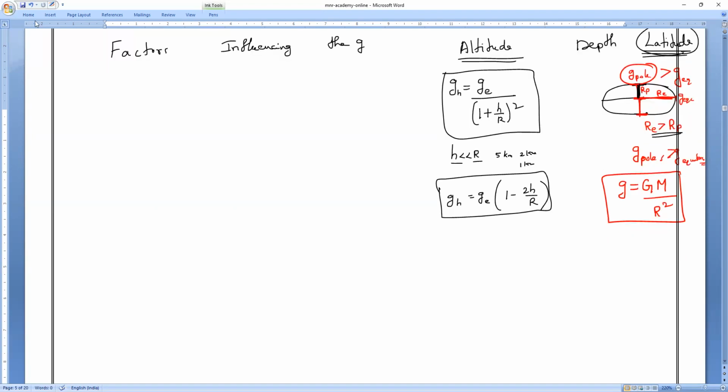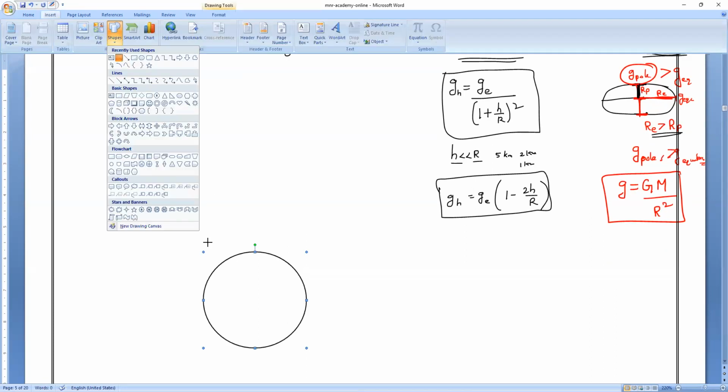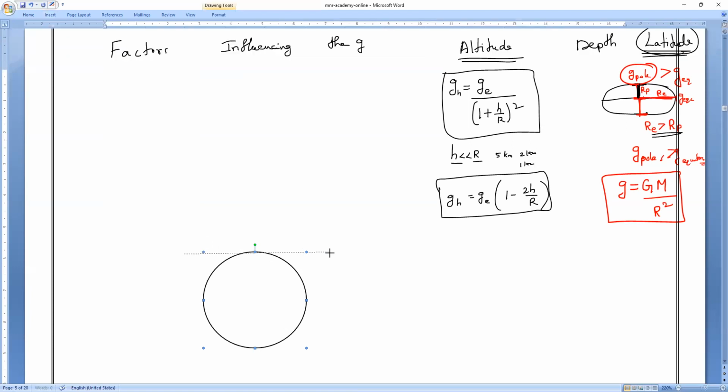We all know that Earth, I will take it. See how simple it is. I will take the Earth, and this is the surface of the Earth. What is the g formula at the surface of the Earth? Then we travel to a certain height; let me take that height as h. Both places we have to calculate. I want to find the relation to calculate the g value at this height. That is our target.